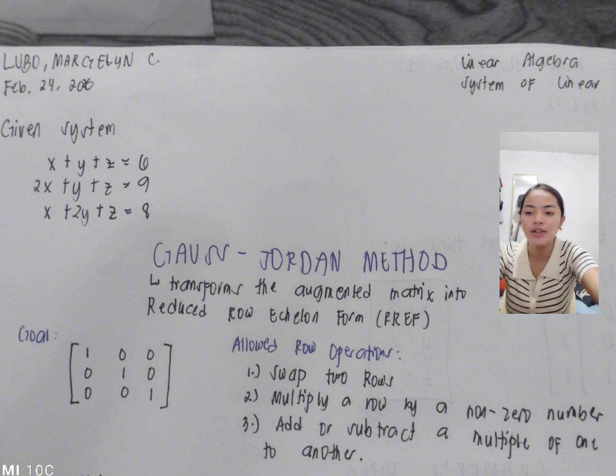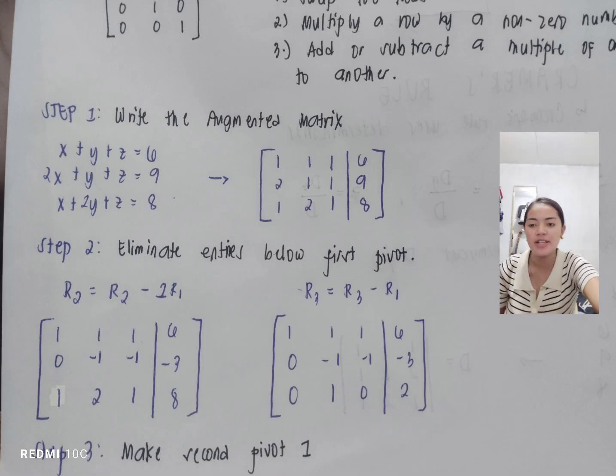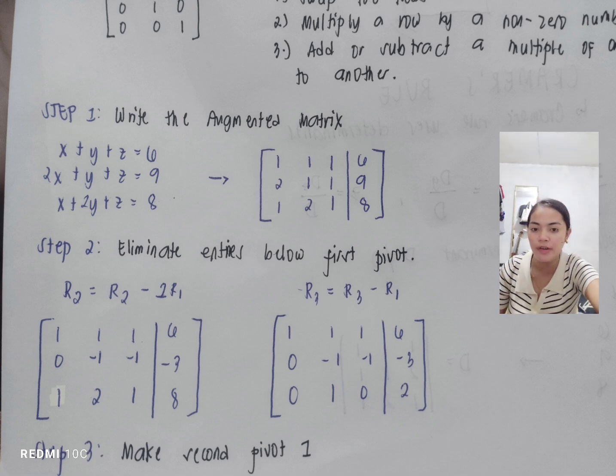So here, our first step is to write the system into an augmented matrix. From this, we turn it like this. Now we have 1 1 1 6, 2 1 1 9, and 1 2 1 8. Now, for the next step, we need to eliminate entries below the first pivot, or we need to make zeros below the first pivot.